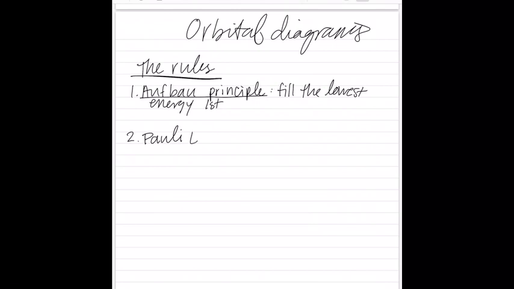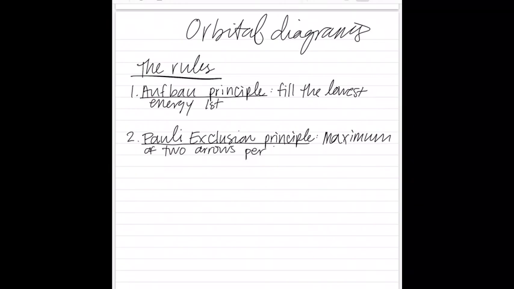The next one is called the Pauli exclusion principle. Okay, you can have a maximum of 2 arrows per box, and they must have opposite spins.